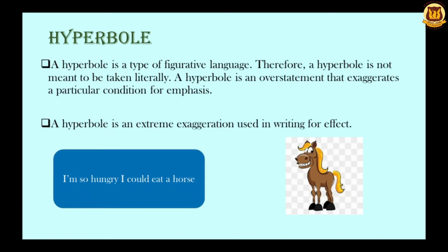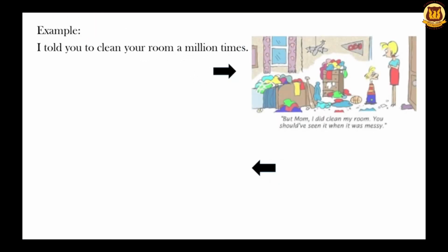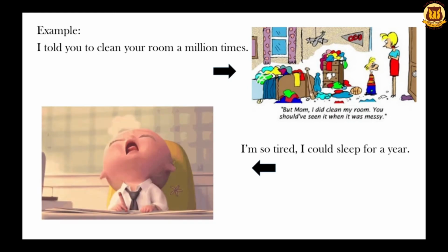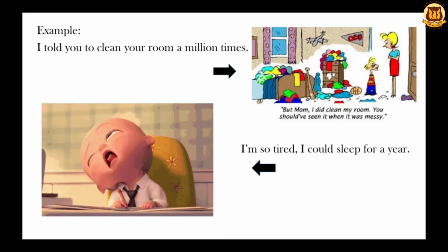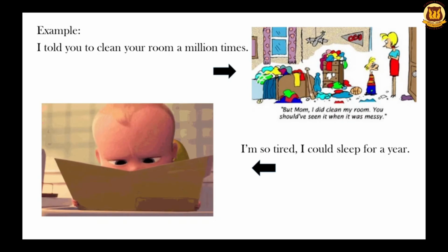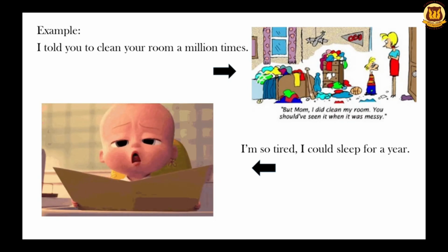Let's look at a few more examples. "I told you to clean your room 1,000,000 times." The subject here is figuratively stating that they had asked you to clean your room many times. The term 1,000,000 times here is an exaggeration. "I'm so tired, I could sleep for a year." This sentence also uses hyperbole to exaggerate how tired he is.